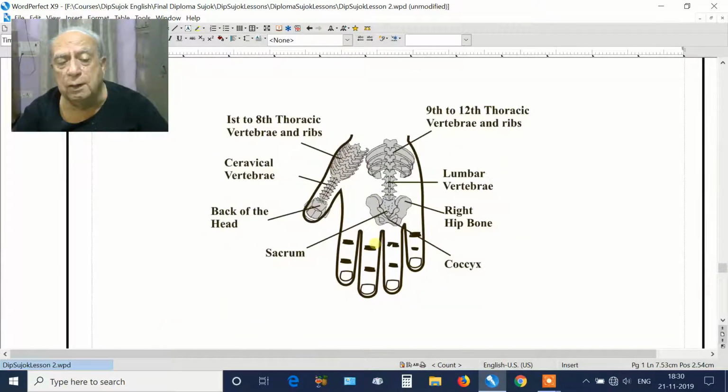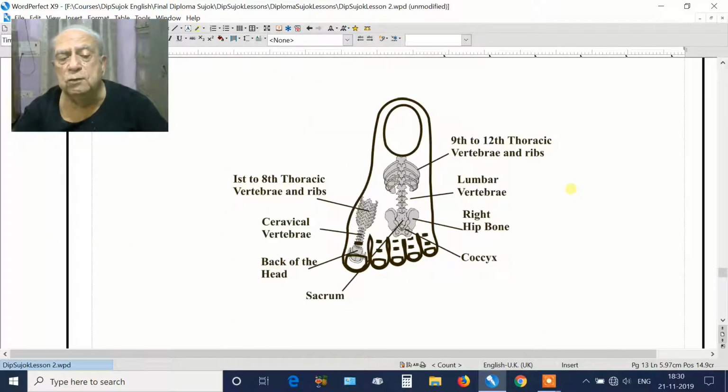Now you have seen spinal cord above in two portions. Here I will explain a little bit more. Spinal cord, one spinal cord is this. Now the cervical portion is here. Cervical portion 1 to 7 vertebrae are here. Then 1 to 8 thoracic vertebrae are here. Then 9 to 12 vertebrae are here. And then comes the lumbar 5 vertebrae. Then comes the sacrum and then the coccyx. And here is the hip joint. So this is the detail of the spinal cord. Same thing is on the foot also.